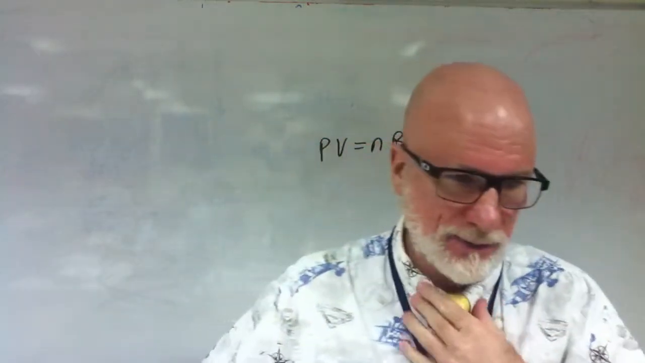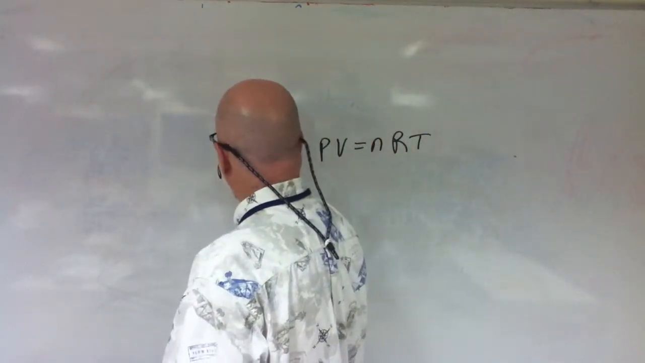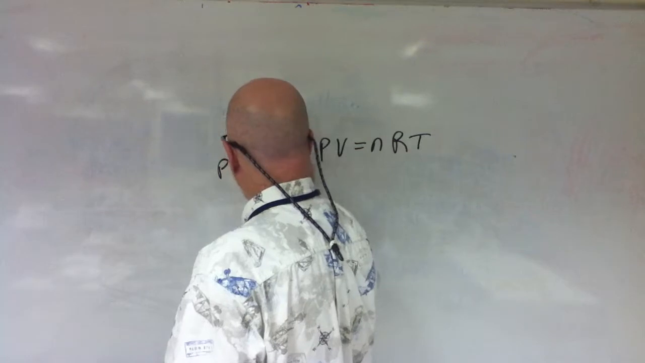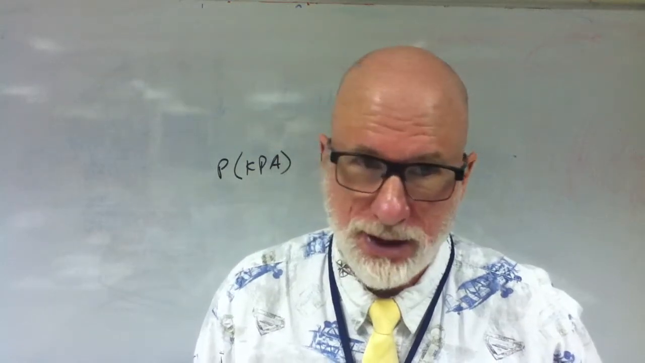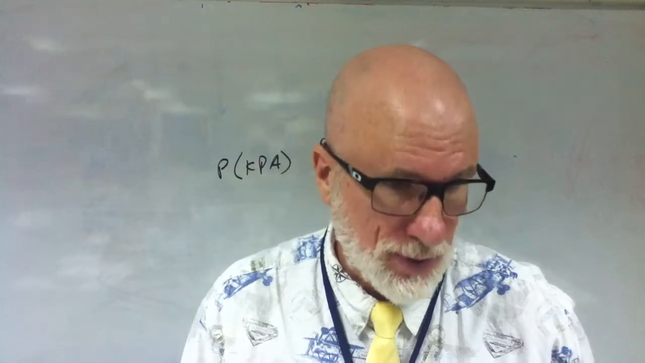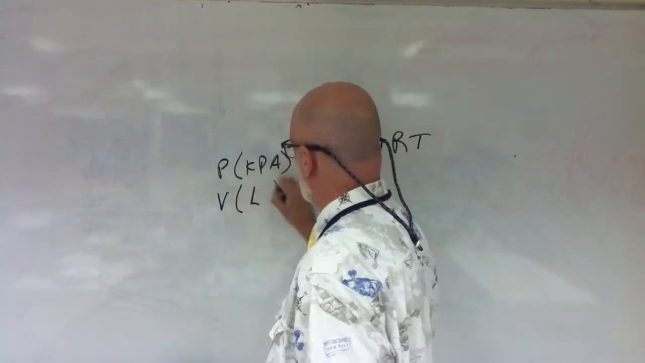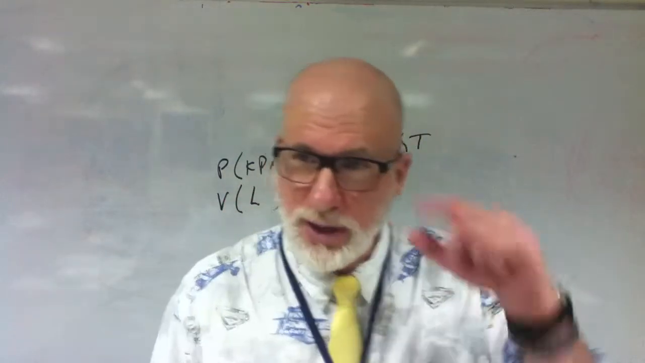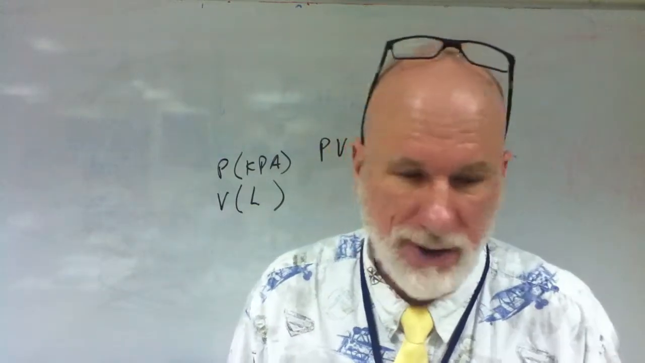Otherwise, it would be crazy. So for pressure, we use kilopascals, as it should be. Those are the correct units, kilopascals. As you know from our discussions early on, before the break, that is newtons per meter squared, kilopascals, correct? Now, volume, we use liters. Liters are not SI units. Liters are derived units.